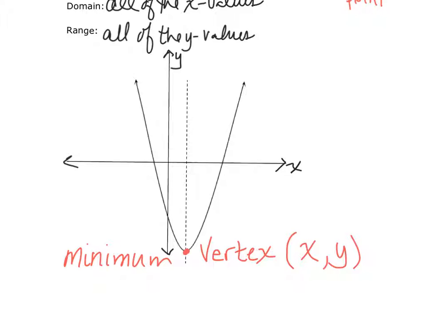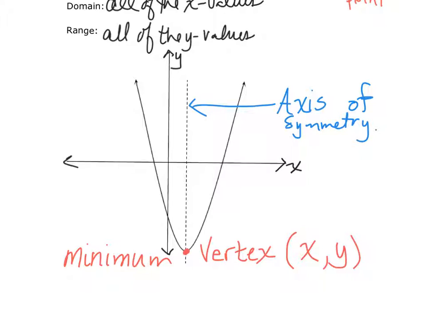On both sides. So all the points that are on the left side, all of those Y values on the left side are also on the right side, just with a different X value. So if I took this parabola and folded it in half, these two sides would be right on top of each other. So that dotted line has a special name. It's called the axis of symmetry.